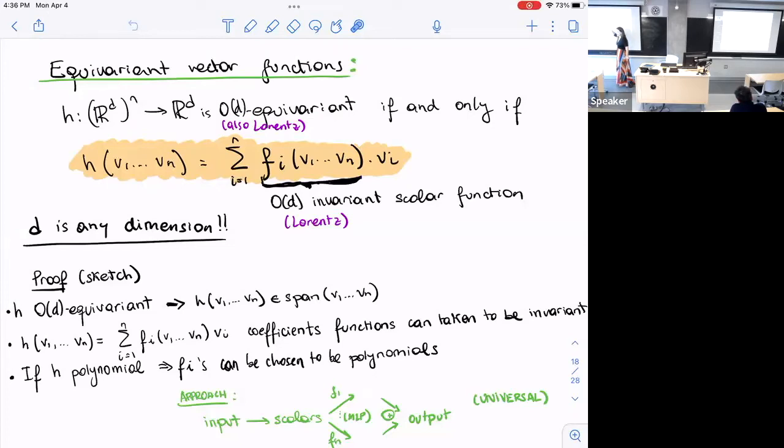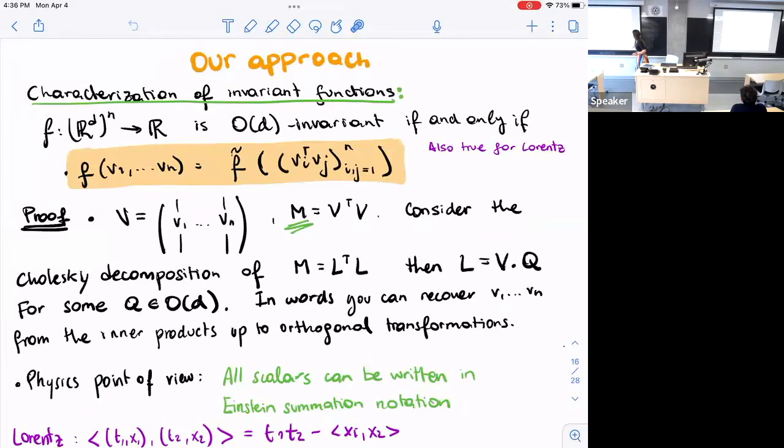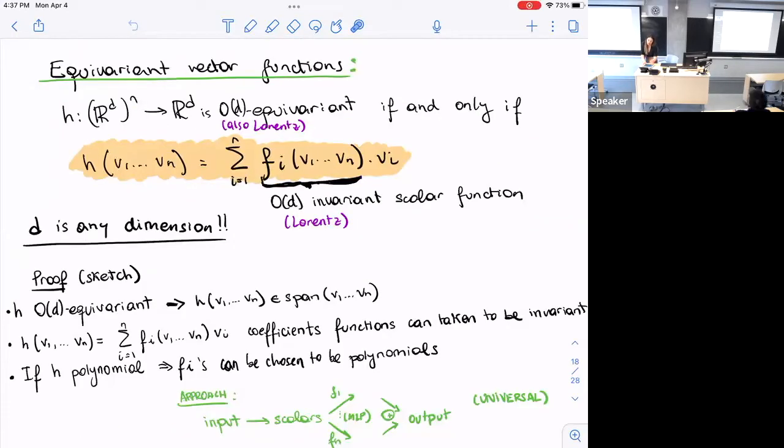It's a scalar invariant function. This is also true for, I guess I should have said that in the previous slide, the Lorentz group, but you need to replace the inner product by the Minkowski inner product. It's not a positive definite inner product, but it's the product of the time coordinate minus the inner product of the space coordinate.